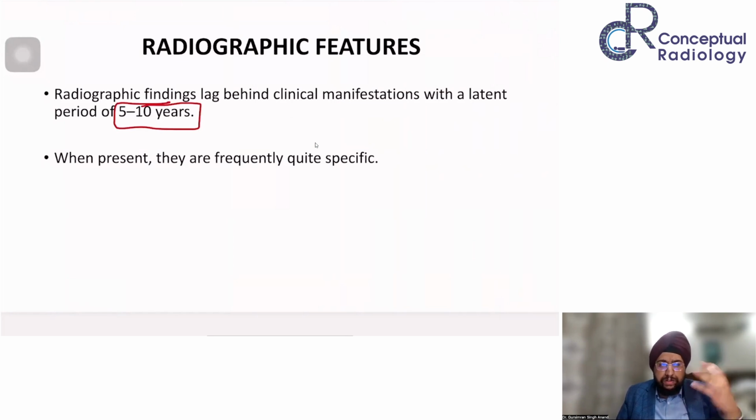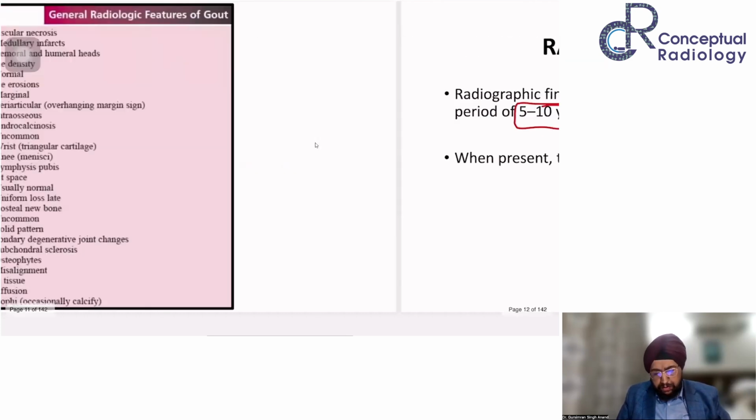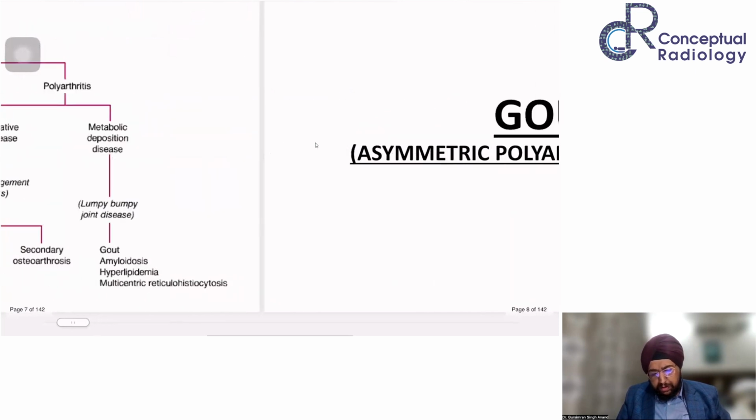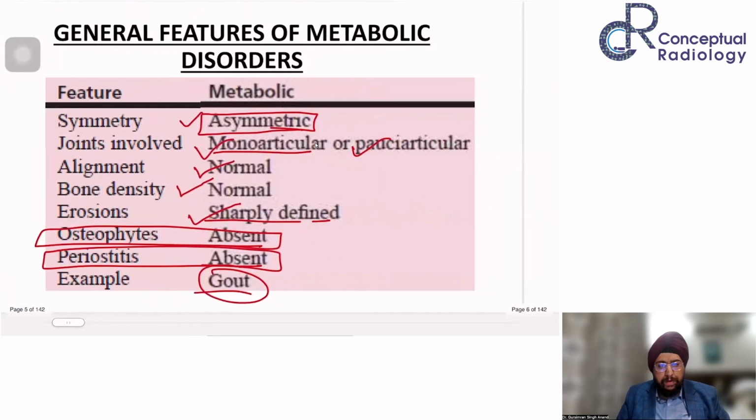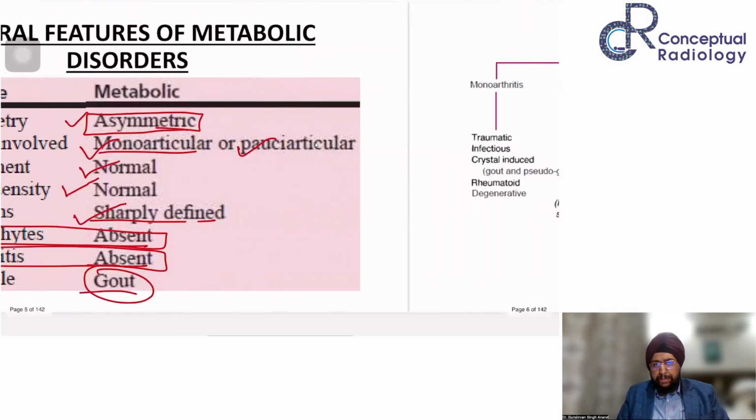We had just discussed the general features of metabolic arthritis, and now we are studying each and every individual metabolic arthritis one by one. We have started with gout. I'll show you just this table. I've already shown this table in my first class. This is just for your revision once. Those general features are again very important.